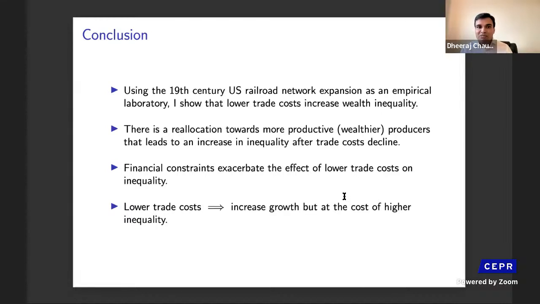And for mechanisms, I find that one mechanism is that there's a reallocation towards more productive and wealthier households after trade costs go down. And I also find that financial frictions faced by relatively poor households exacerbate the effect of declining trade barriers on wealth inequality. And in conclusion, I would like to point out that lowering trade barriers lead to higher growth, but this growth comes at the cost of higher inequality.